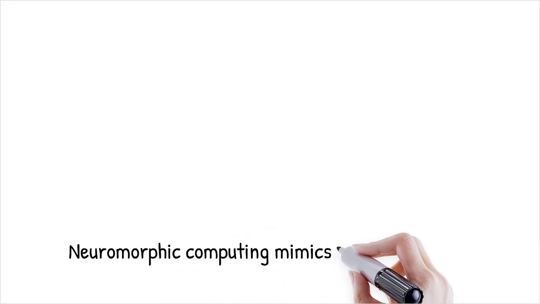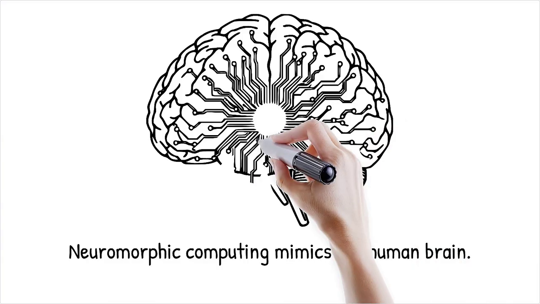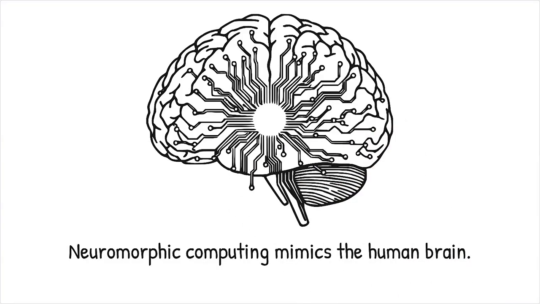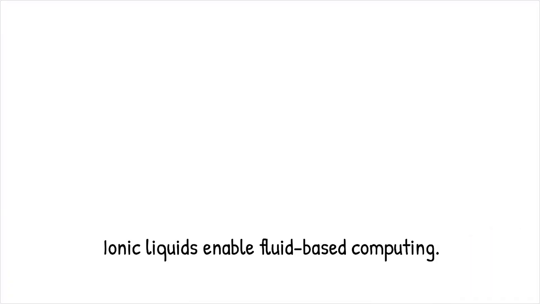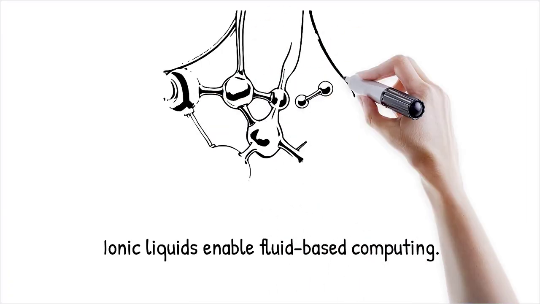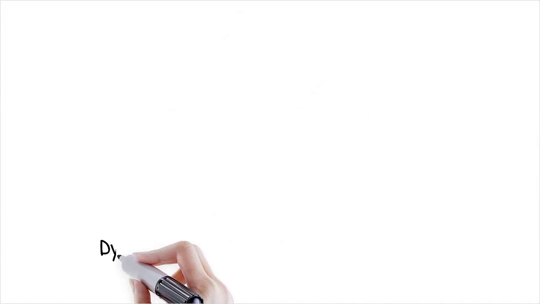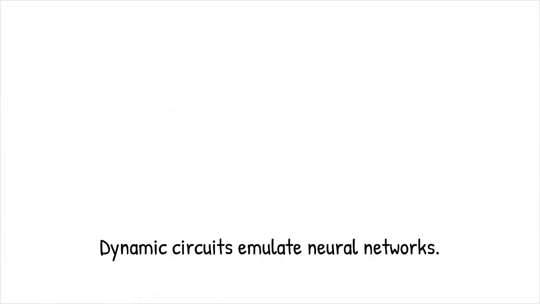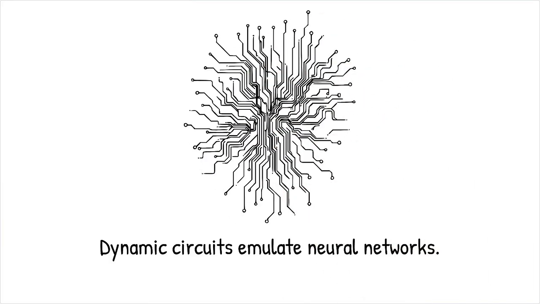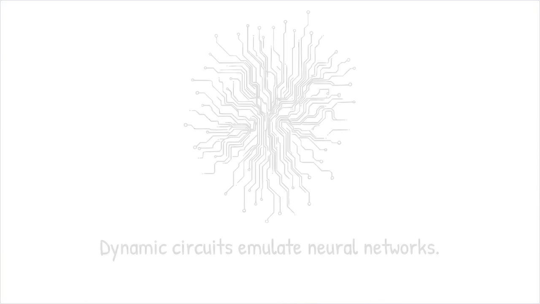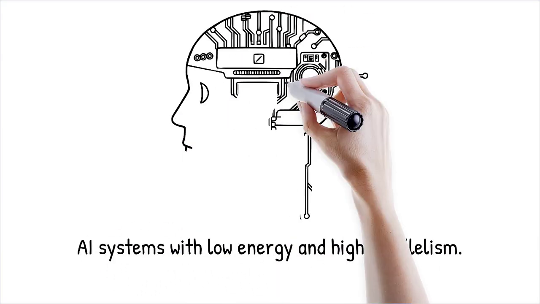Neuromorphic computing mimics the structure and function of the human brain to process information more efficiently than traditional computers. Ionic liquids are room-temperature molten salts with unique conductive and adaptive properties that can serve as the medium for fluid-based computing. Integrating ionic liquids into neuromorphic architectures enables dynamic and reconfigurable circuits that better emulate neural networks. This emerging field aims to develop AI systems that operate with low energy consumption and high parallelism.